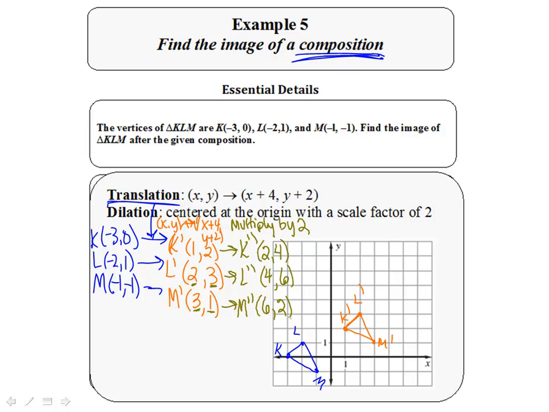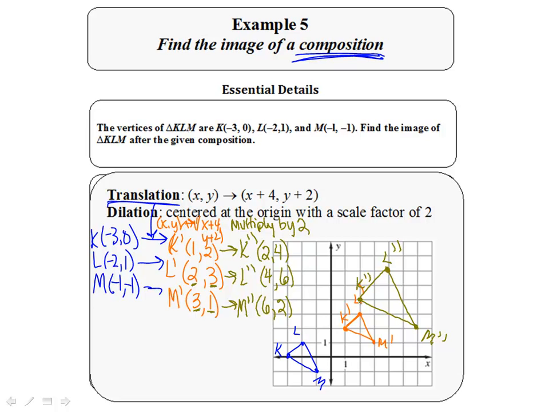So K double prime is (2, 4). There's K double prime. L double prime is (4, 6). 1, 2, 3, 4. 1, 2, 3, 4, 5, 6. There's L double prime. And M double prime is (6, 2). That's M double prime. And if you look, it looks much bigger, and it should be exactly twice as big. And I'm sure if we actually found the area of both of them, it would be twice as big.